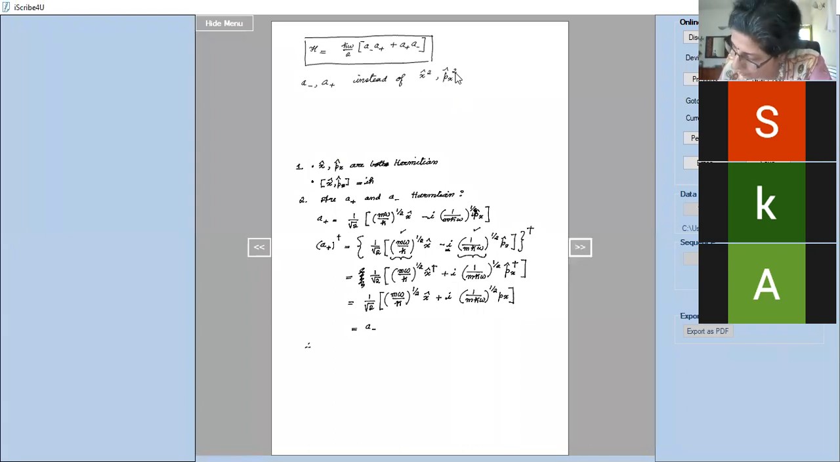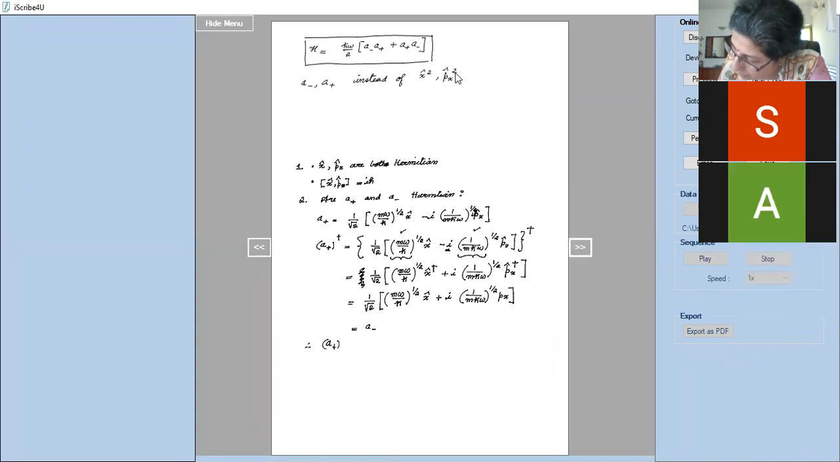So we have the situation that A plus dagger is equal to A minus, and of course A minus dagger is equal to A plus, which means that the adjoint of these operators is not the operator itself. When you take the adjoint of A plus, you get A minus. When you take the adjoint of A minus, you get A plus. Therefore, A plus and A minus are not Hermitian.